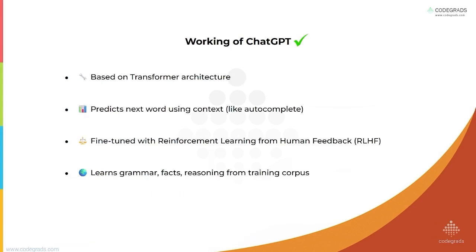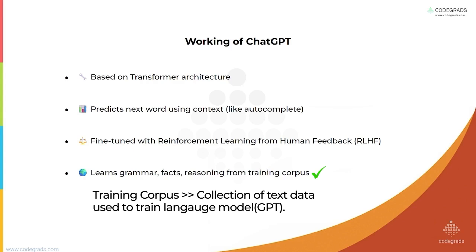Now, the working of ChatGPT: it is based on the Transformer architecture. It predicts the next word using context, like autocomplete, and next word prediction is basically what is used in ChatGPT. We can fine-tune it with RLHF, which is reinforcement learning from human feedback. It also learns grammar, facts, and reasoning from the training corpus.